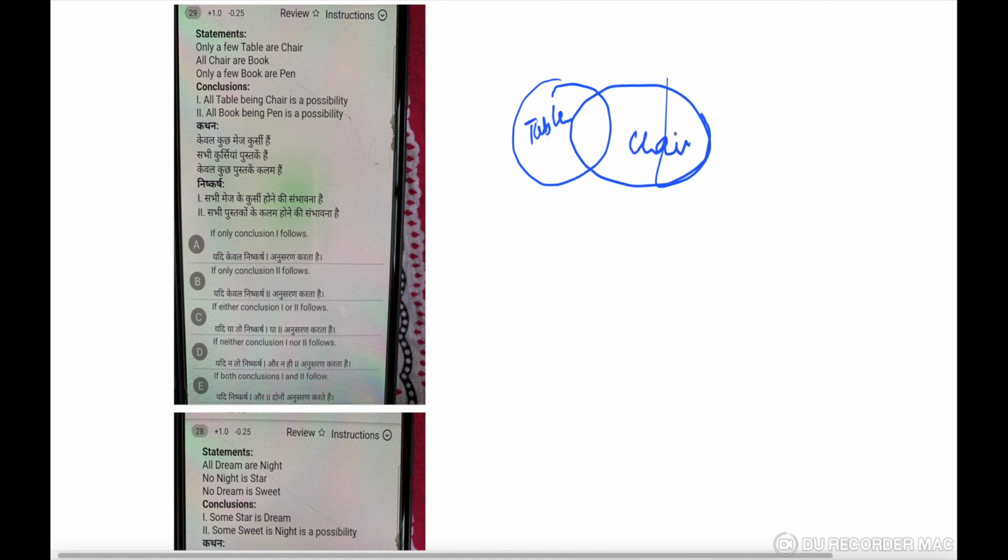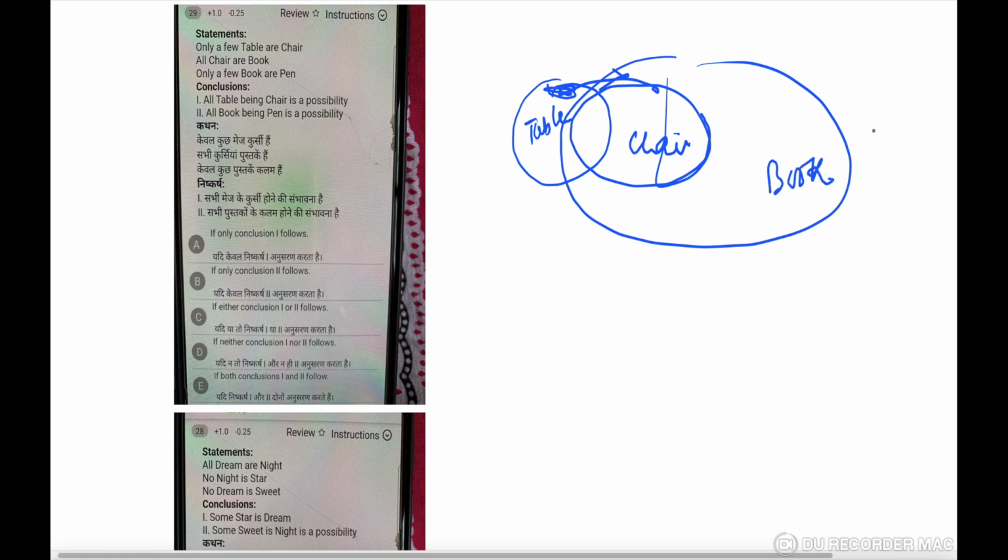Okay. Only a few table are chair. Next, all chair are books. Only a few book are pen. All table being chair is a possibility. All table cannot be chair because only a few table are chair. So some table is of course there which is not chair. So all table being chair is never a possibility. It can never be true.